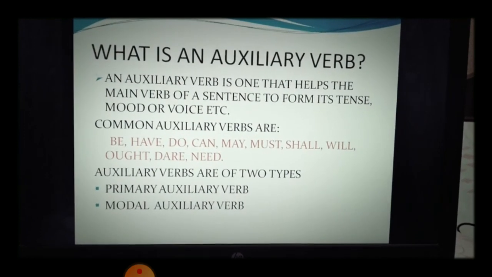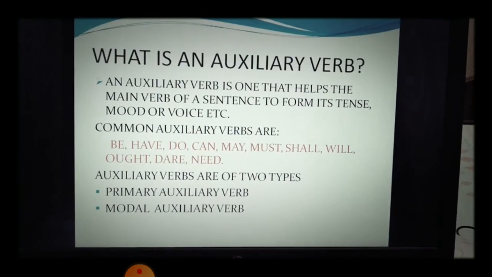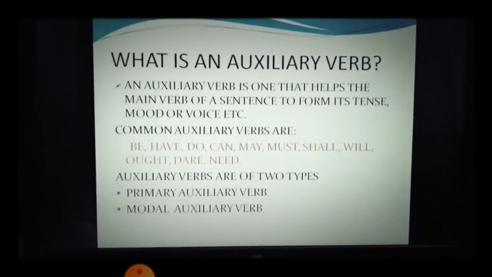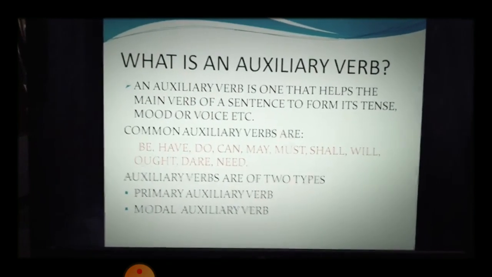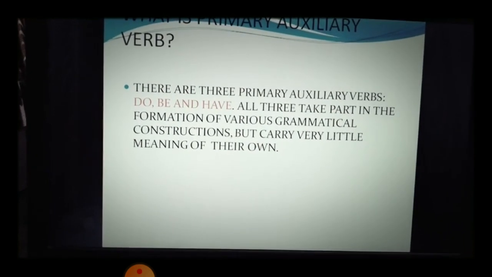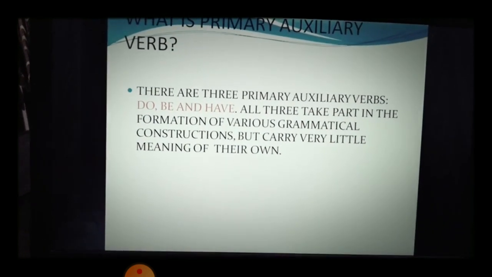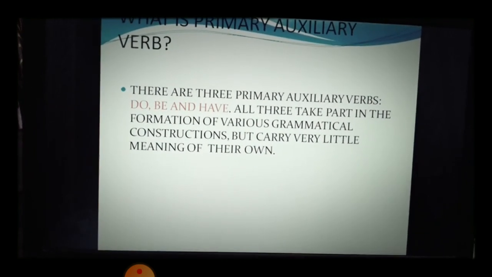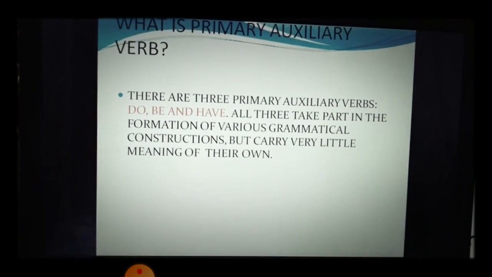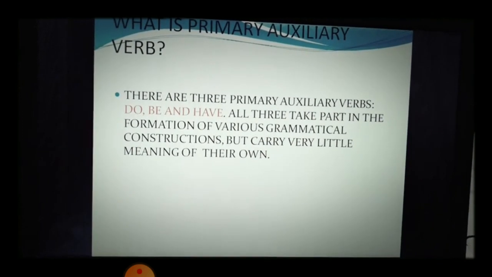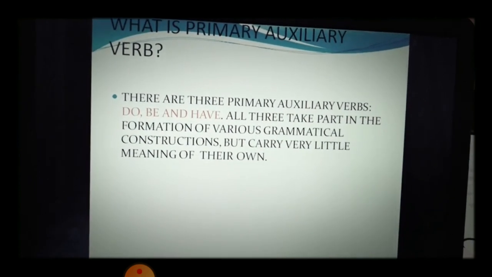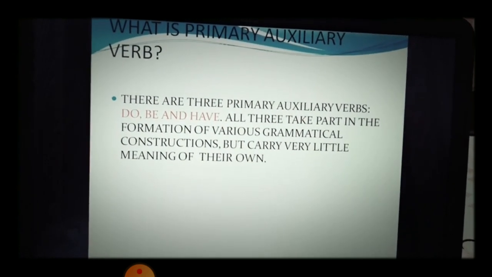So now let us go to the two different types of auxiliary verb. They are primary auxiliary verbs and modal auxiliary verbs. What are primary auxiliary verbs? There are three primary auxiliary verbs: do, be, and have. All three take part in the formation of various grammatical constructions, but carry very little meaning of their own. So, there are only three primary auxiliary verbs, and they are do, be, and have.